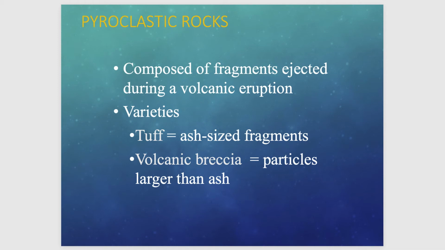So pyroclastic rocks, remember, are rocks composed of fragments that are ejected during volcanic eruptions, and to provide a summary, these have different varieties depending on the size and composition. So we have the tuffs, which will be ash-sized fragments, and the volcanic breccias, which are particles that are usually larger than the ash, so the lapilli and the bombs.